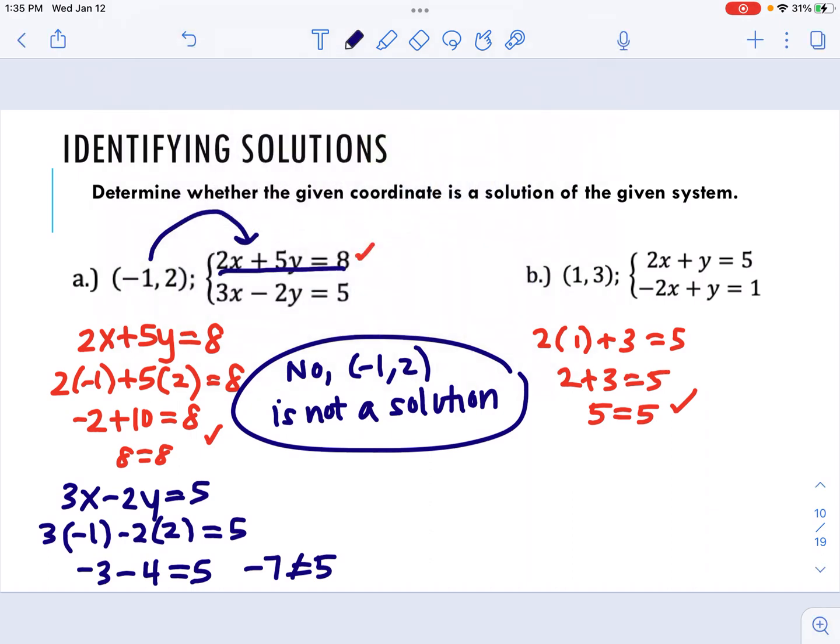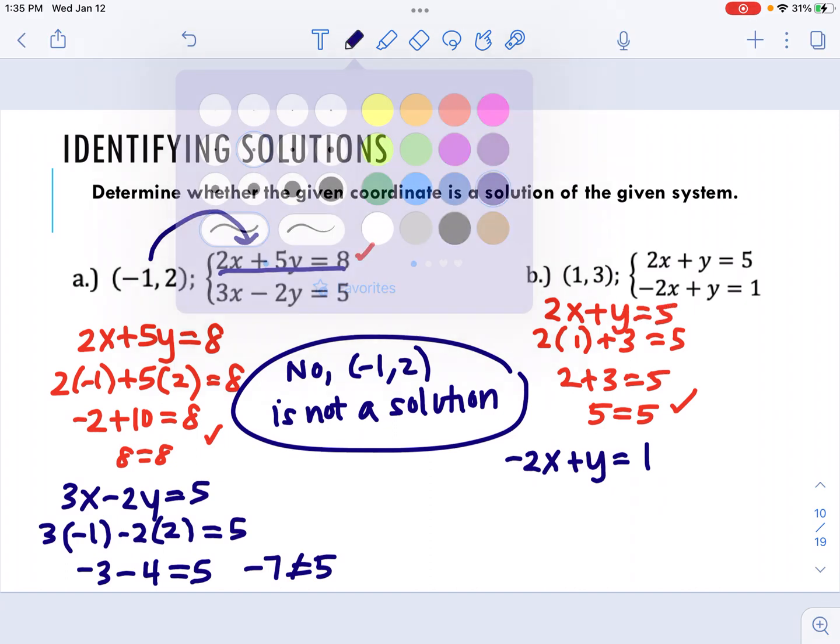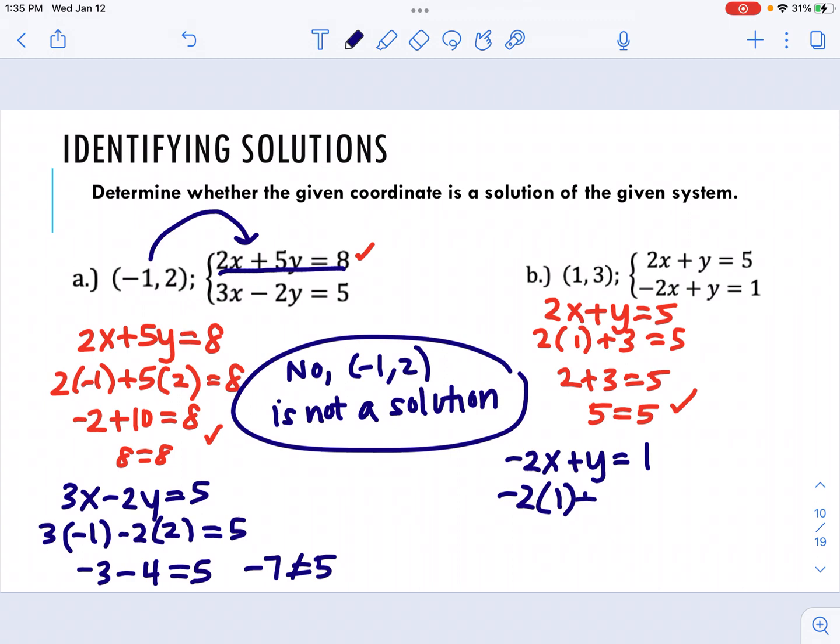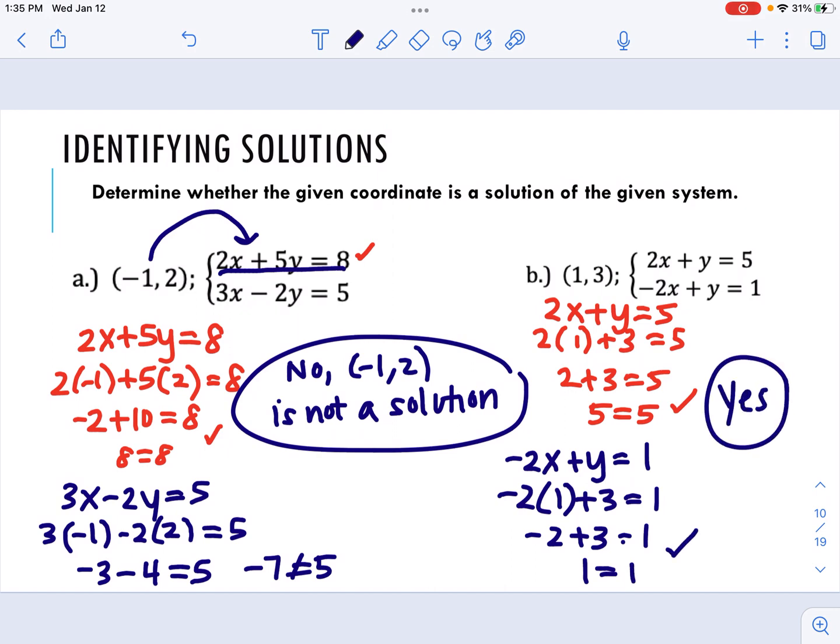Now I'm going to try the same thing with the second equation. We've got -2x plus y equals 1. I apologize for the red one. I should have started by writing it too, so I'm going to go back and add that in. All right, and we're going to plug in 1 for x, 3 for y. -2 plus 3, does that equal 1? It sure does. Since it satisfies both equations, this is a solution to the system. What this means is that if I were to graph these two lines using Desmos, 1, 3 would be the point of intersection. That would be the point at which both lines intersect.